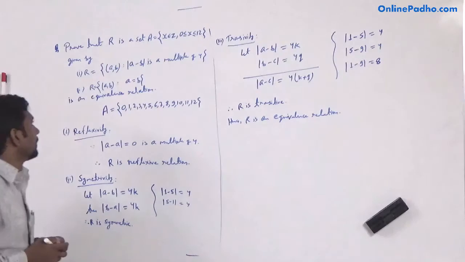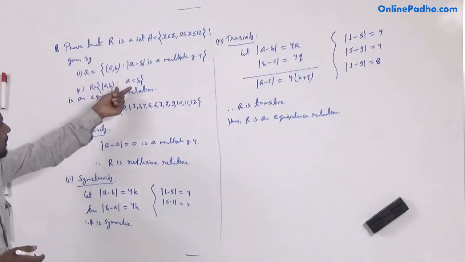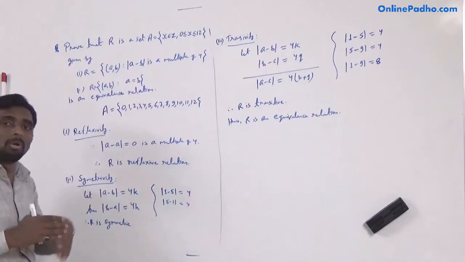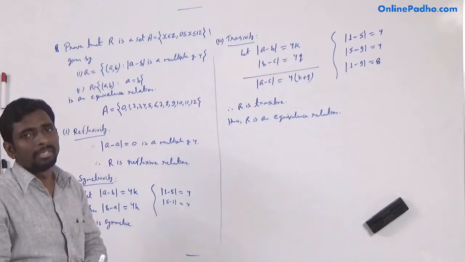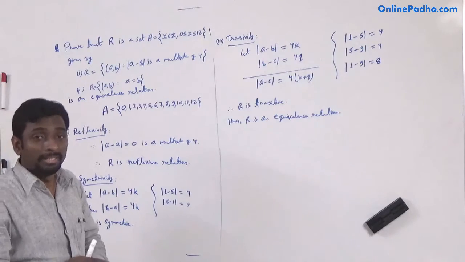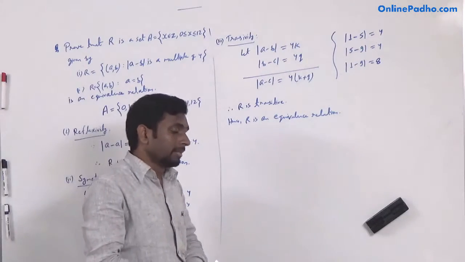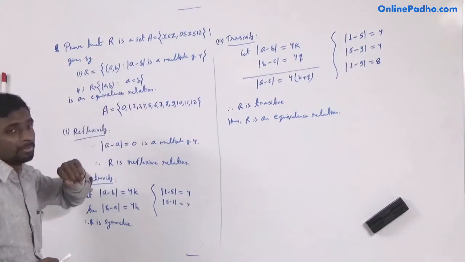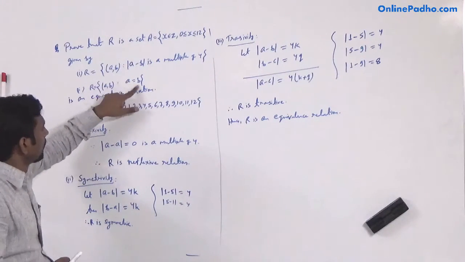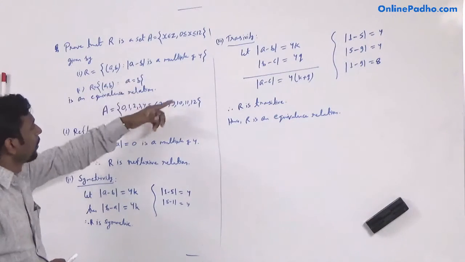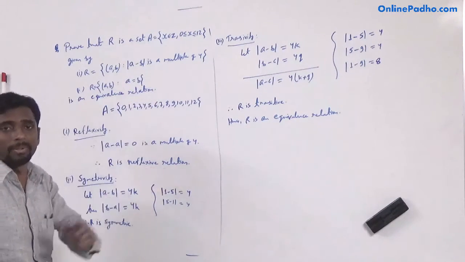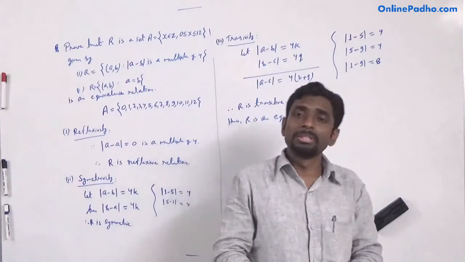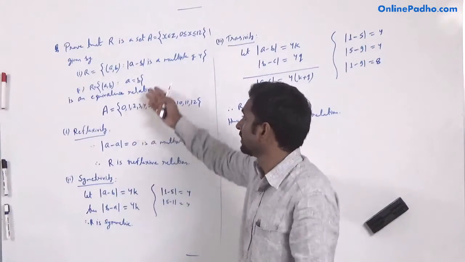Very simple. Now the second part, A is equal to B. A is equal to A. (A, A) belongs to R. So we can consider (0, 0), (1, 1), (2, 2), (3, 3), up to (12, 12). Yes, simple. So this is a reflexive relation in the second part.